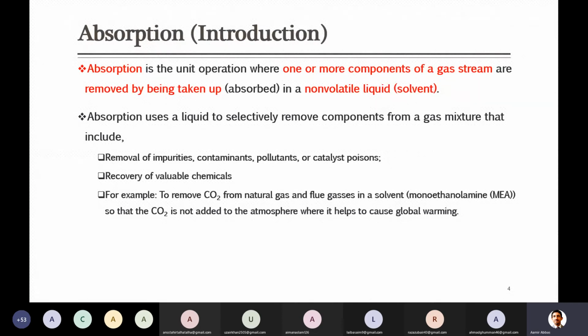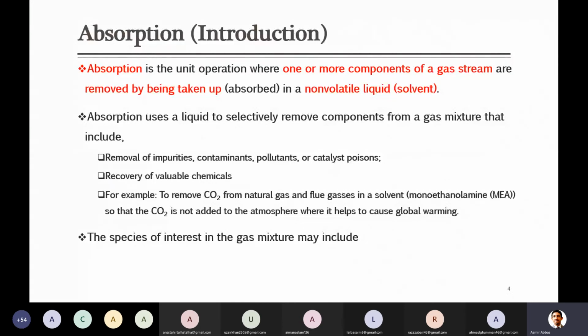If you don't remove CO2 from the natural gas, you will have to put in extra cost by pumping the CO2 along with natural gas. Along with the pumping cost, it will be occupying some volume inside the pipeline. So due to these reasons, it is necessary that CO2 be removed from natural gas, so that you don't have to put extra cost on its pumping, and it will not occupy volume, and at the end, wherever you are burning the natural gas, it will not provide you any value.